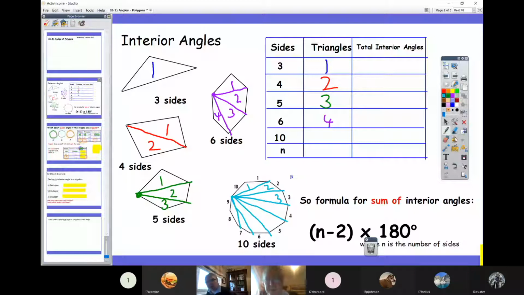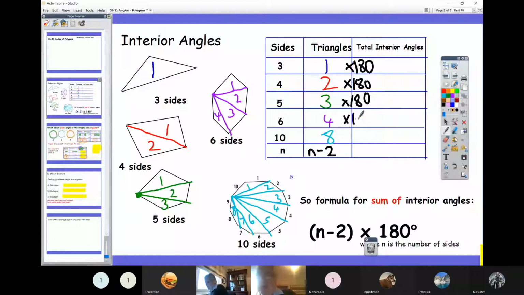And what you will see, what is the relationship between the number of sides and the number of triangles? You just take away 2 each time. So whatever the number of sides is, you just take away 2. Now once you know the number of triangles, it's dead easy to work out what all the angles inside the shape must add up to, because the angles in a triangle are 180. So I'm just going to multiply by 180 to work out what the total angles inside the shape must be. So a triangle, one lot of 180, the angles in a triangle add up to 180.